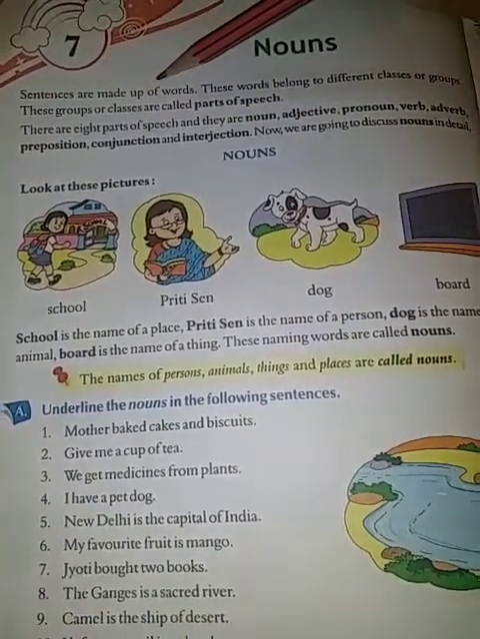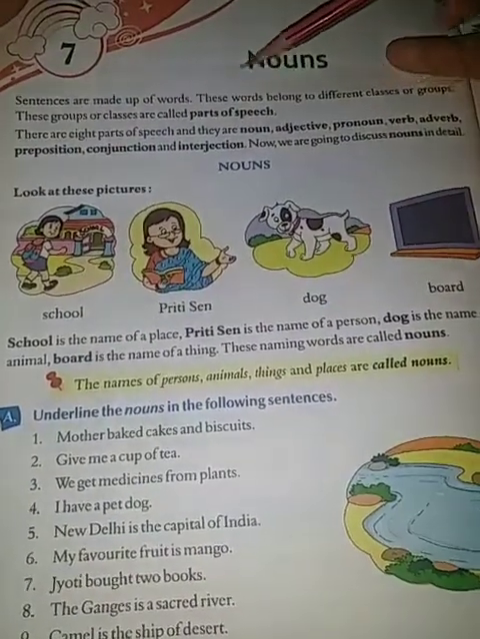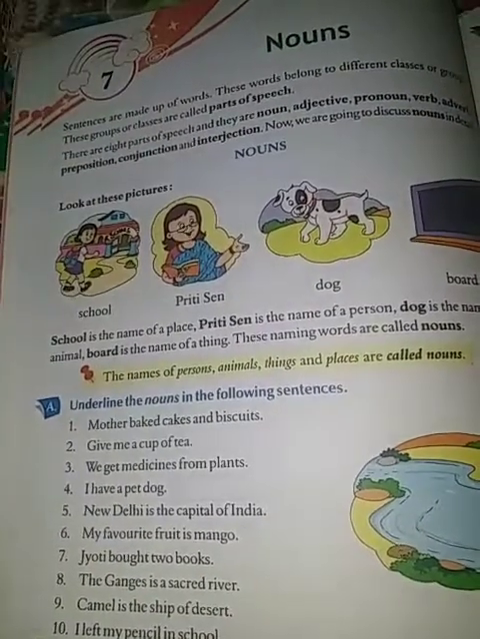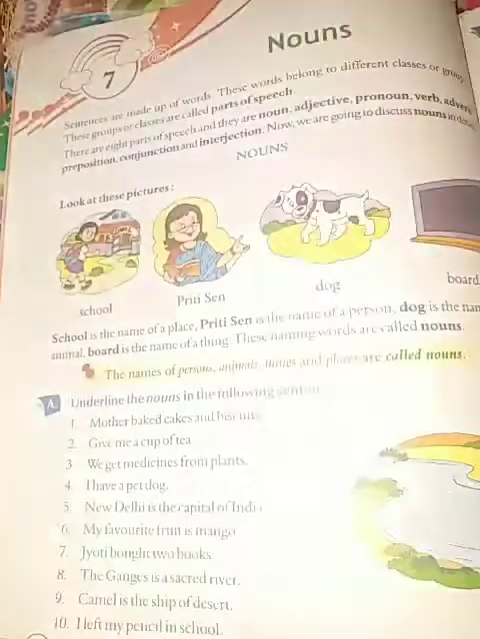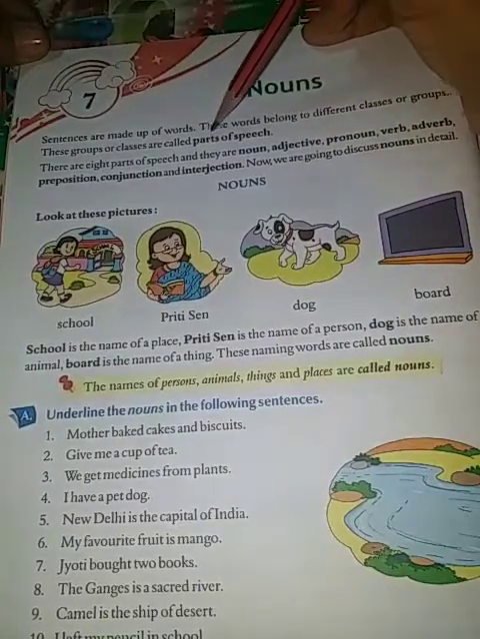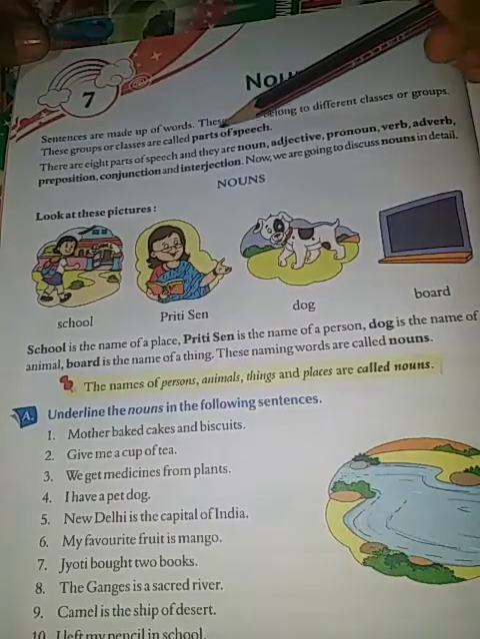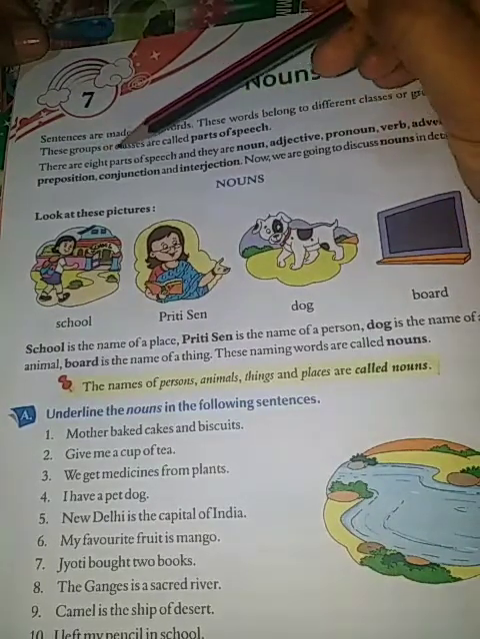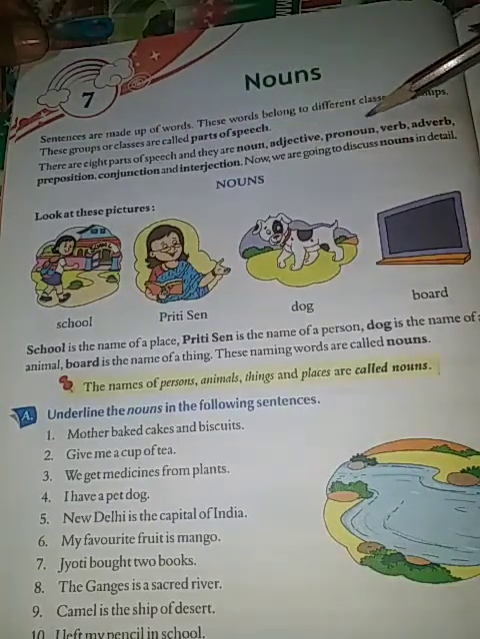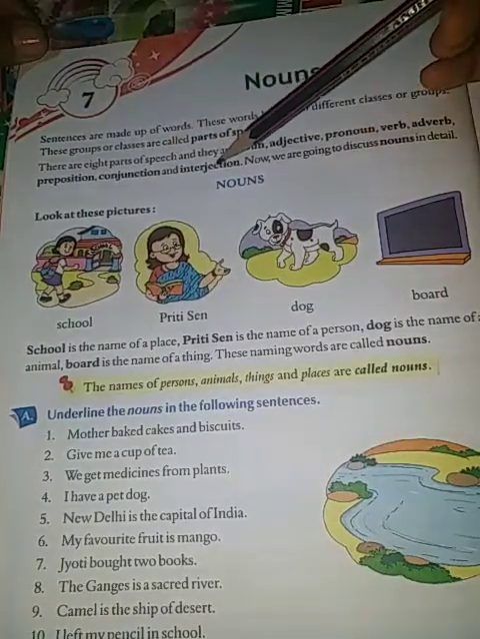Sentences are made up of words. We all know that sentences are made up of words. These words belong to different classes or groups. These groups or classes are called parts of speech. There are 8 parts of speech and they are noun, adjective, pronoun, verb, adverb, preposition, conjunction and interjection.